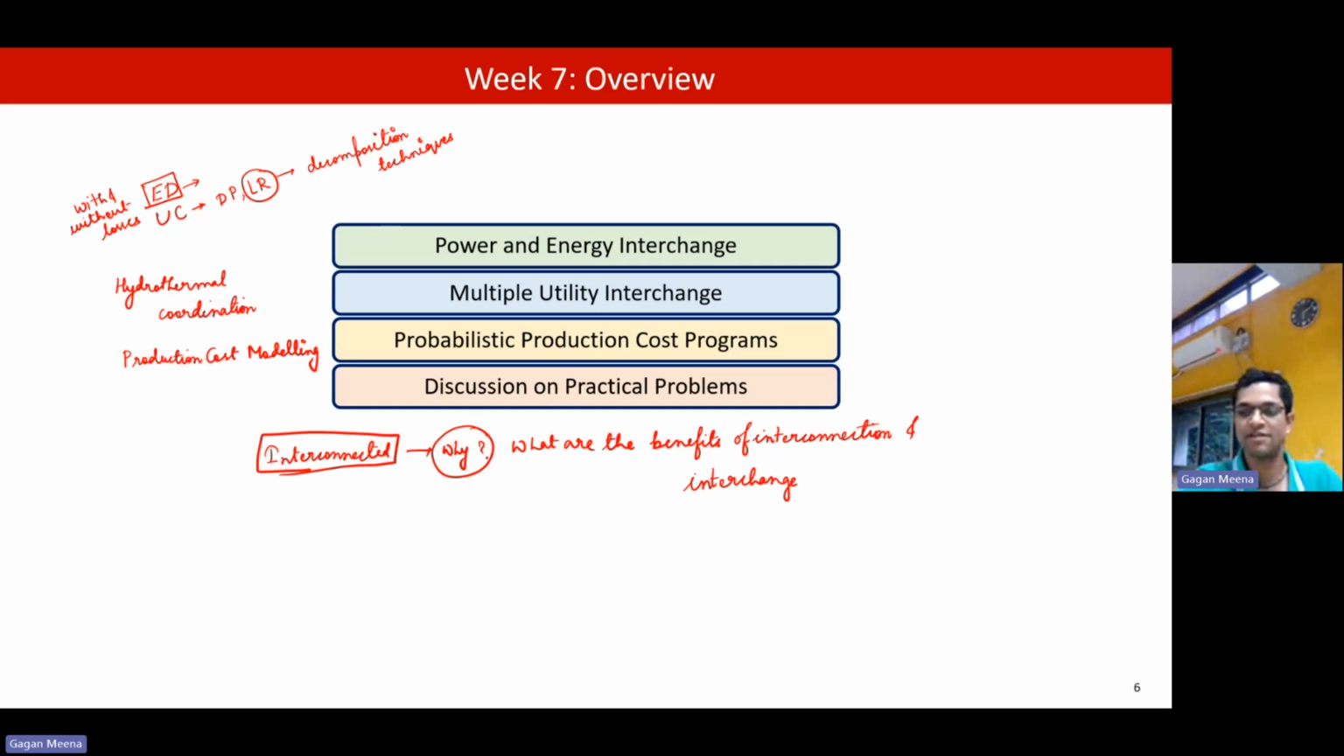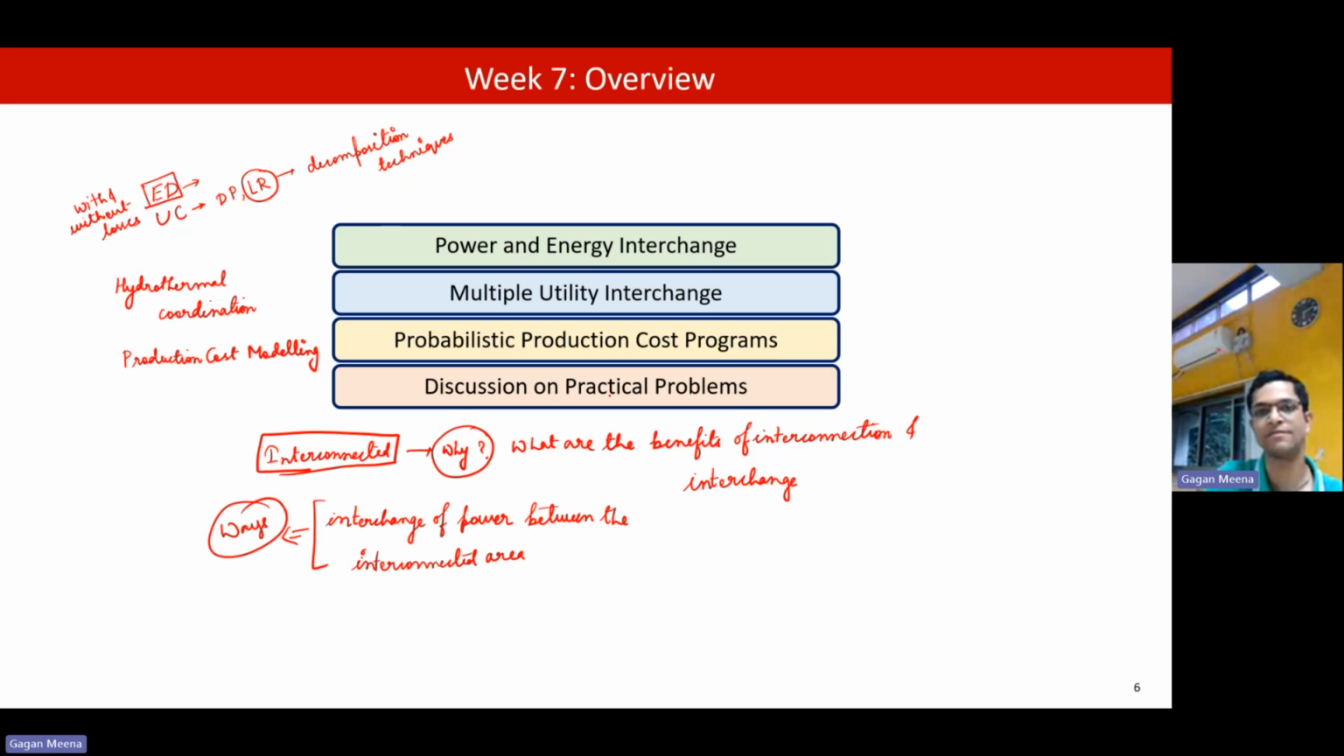First thing is, are there any benefits of interconnection and interchange? If yes, then we will discuss what those benefits are, and what the different methods are by which we can have interchange of power and energy between the interconnected areas. We have to see ways of doing this, how to do all these things.